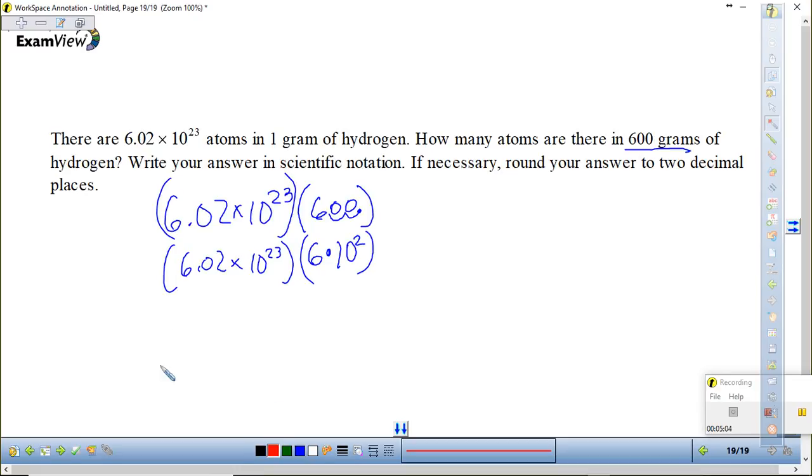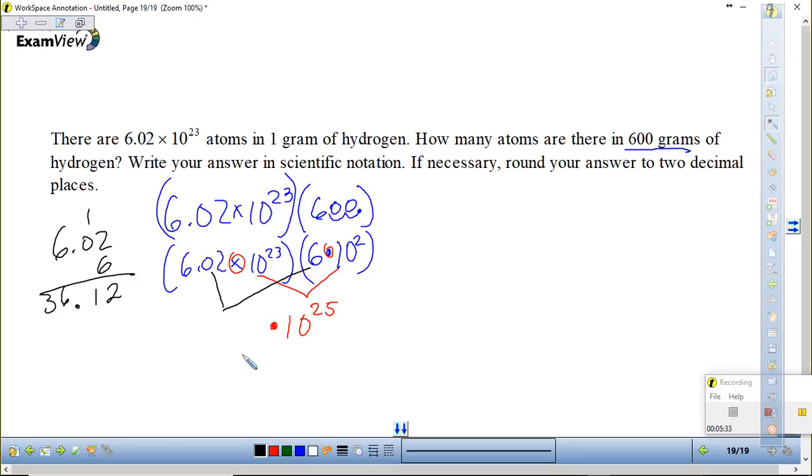Now that we have multiplication throughout, multiplication is the parentheses and also this and this. So that means we can multiply these as the same base. What happens to the exponents? They add. 23 plus 2, that's 25, times. Now I'm going to multiply the 6.02 times the 6. So 6.02 times 6, that's 12, carry 1. 6 times 0, 0, bring down the 1, bring down the decimal. 6 times 6, that's 36. So this is 36.12. But they wanted scientific notation.